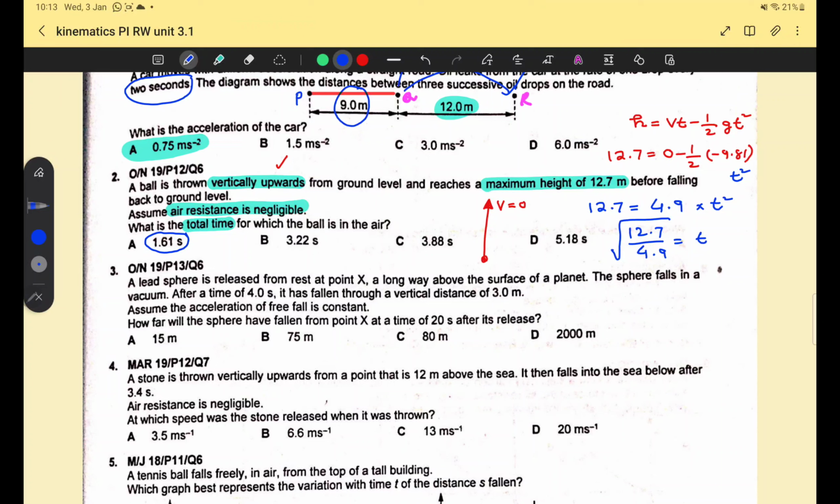But they are asking what is the total time for which the ball remains in air. It means they are asking total time. Total time means the time for upward motion as well as the time for downward motion. So 1.61 is not the answer, because 1.61 is only for upward motion. If you multiply by 2, the answer will be 3.22 seconds. And actually it is the right answer. The right answer is not A, the right answer is B, because it is the total time.